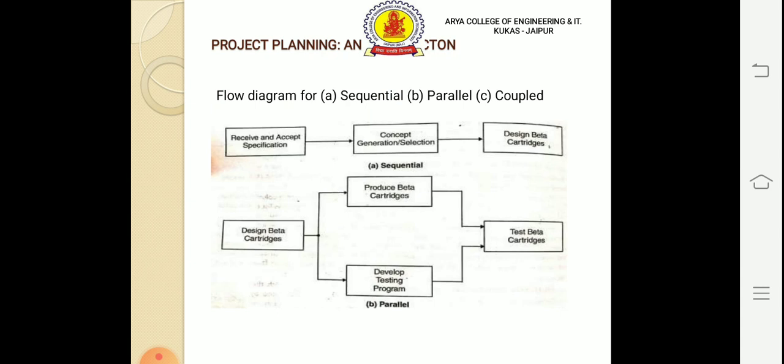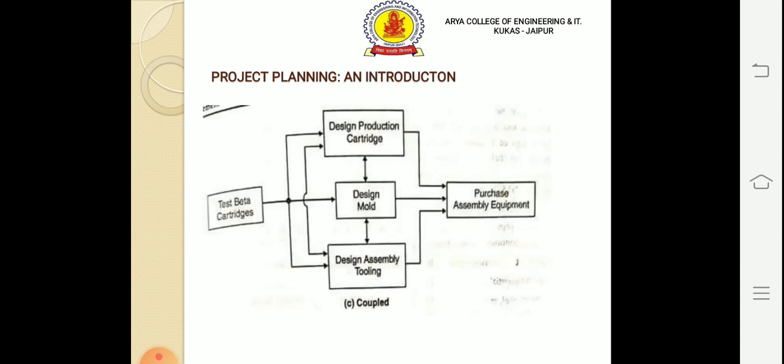This is a flow diagram of sequential, parallel, and coupled tasks. In the first block, receive and accept specification, transfer to concept selection. Now design beta cartridges is sequential. In parallel: design beta cartridges, produce beta cartridges, develop testing programs, and lastly test beta cartridges. This is parallel. And coupled, as we see: test beta cartridges, design production cartridges, design mold, design assembly tooling, and the last one is purchase assembly equipment. It's coupled.